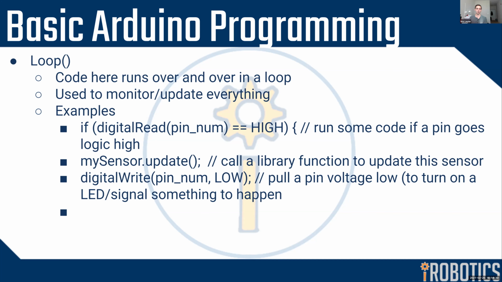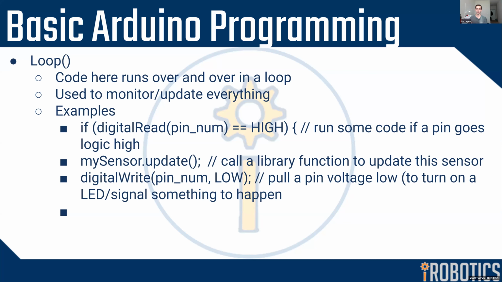So some things you might do here is digital read, which just takes a pin that you set as an input. If the pin is at 3.3 volts or 5 volts, depending on which microcontroller you're using, it's a logic high voltage, so you'll run some sort of code, and then you can do else. If it's low, do some other bits of code.